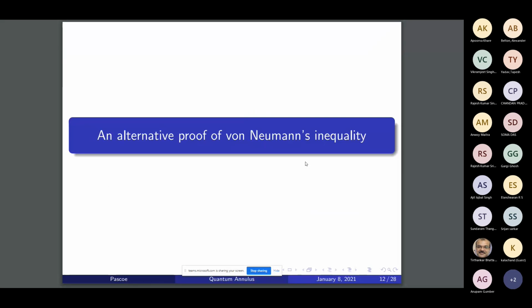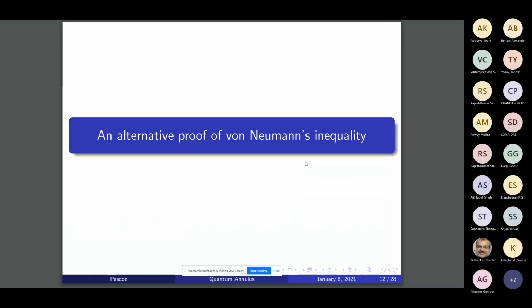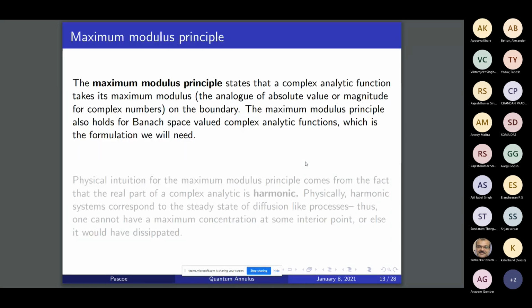So now I'm going to give an alternative proof of the von Neumann inequality, which is due to Nelson in the early 60s with a few bells and whistles changed, so a few minor adjustments. So first I need to review a few ingredients that are going to go into that proof. So first we have the maximum modulus principle.